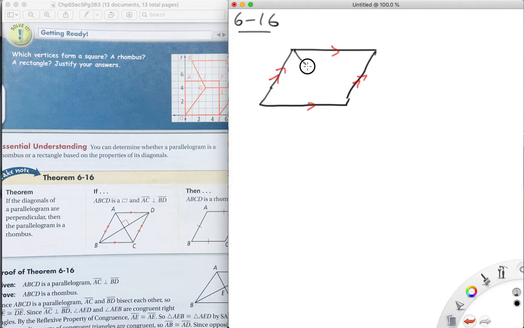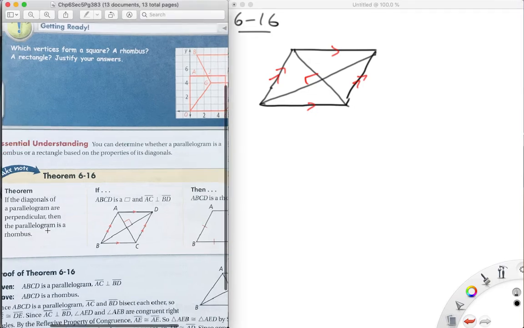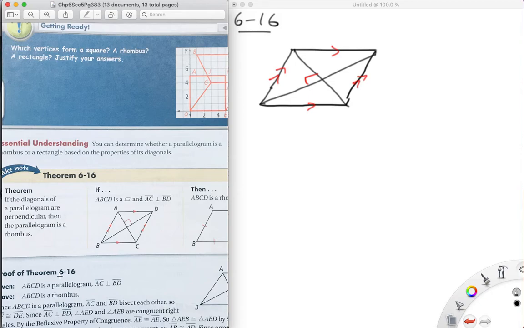Then I recognize that we have these diagonals, and these diagonals are perpendicular. If I have this situation, then I know that it is a rhombus. So if the diagonals of a parallelogram are perpendicular, then the parallelogram is a rhombus. That's worded perfectly. I don't feel the need to add to that.